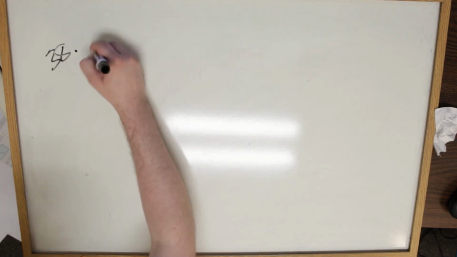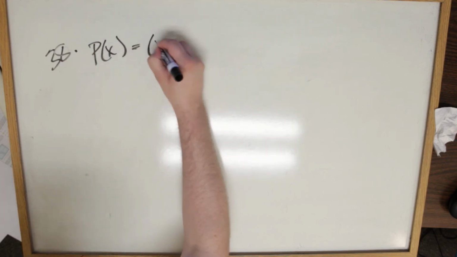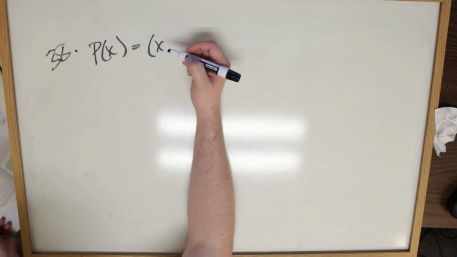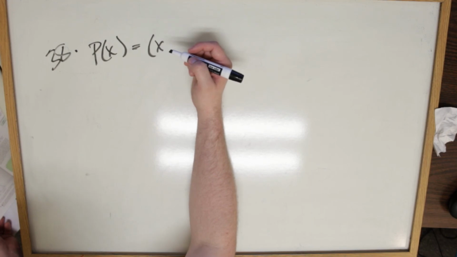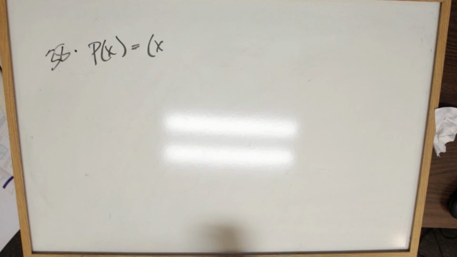Question 38. P of x is equal to, in this case, they're saying determine the x-intercepts of the graph. Find each x-intercept. Use the even and odd powers of x minus c theorem to determine whether the graph crosses the x-axis or intersects but does not cross. Okay, that's saying a lot.